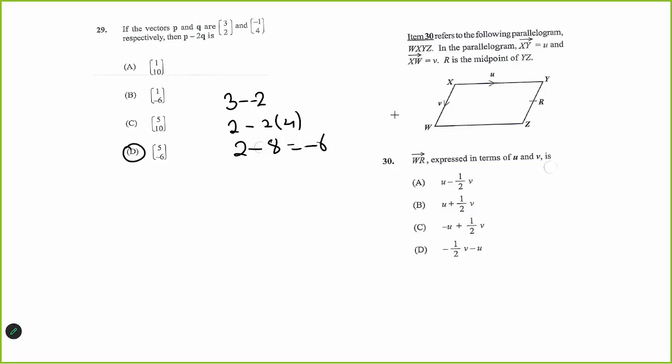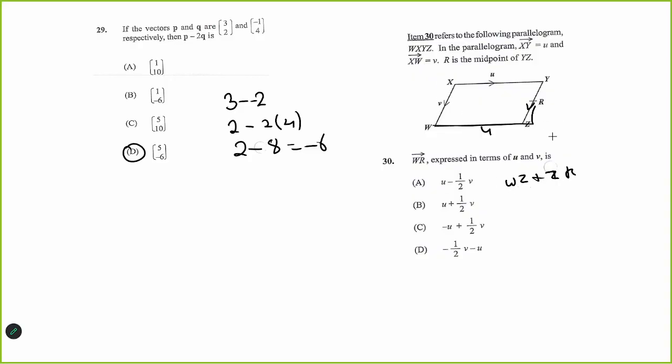WR, again, I think this is something that we did already. So it's W to Z and Z to R. W to Z is U, and Z to R is a half of V. Hold on. Z to R, no, it would be Z to W to Z plus Z plus W to Z plus W, Z to R.